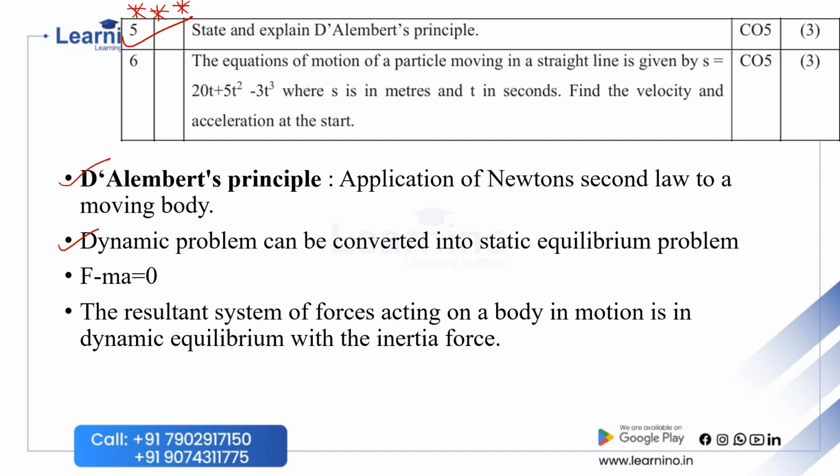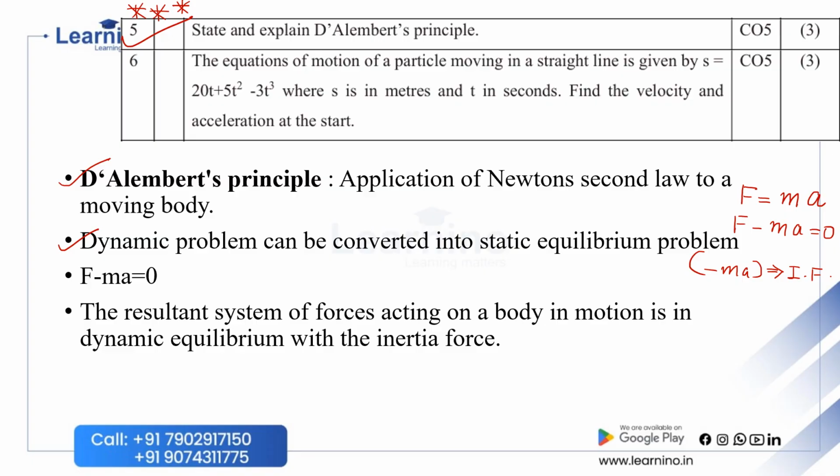Okay, and we know what Newton's second law of motion is. Newton's second law of motion is F is equal to mass into acceleration. Force is equal to mass into acceleration. And we can write this equation as F minus ma is equal to 0. And here we have a term minus ma, and this term is called inertia force.